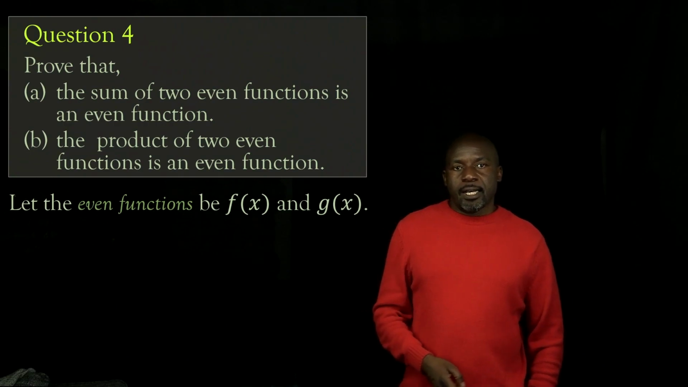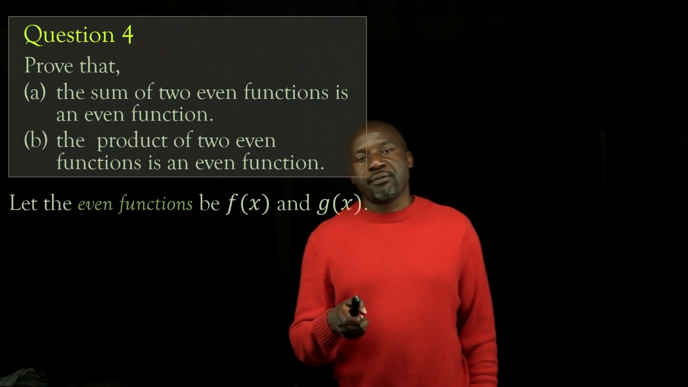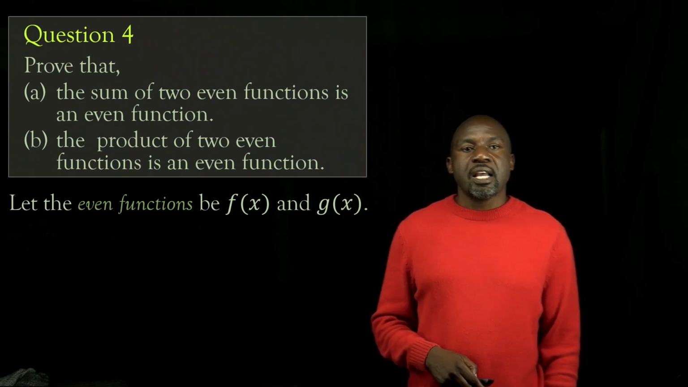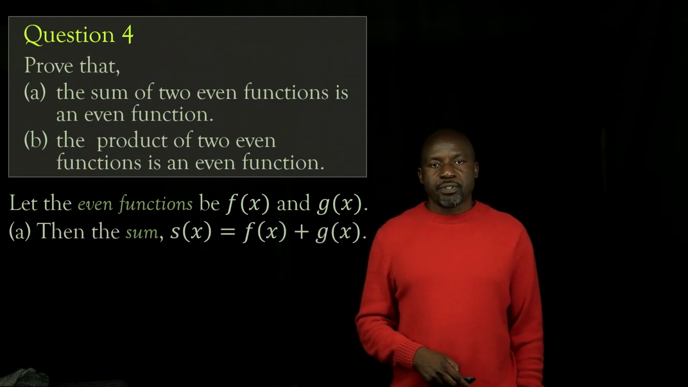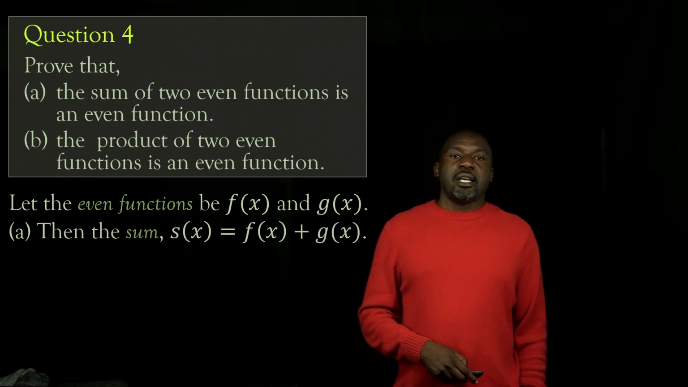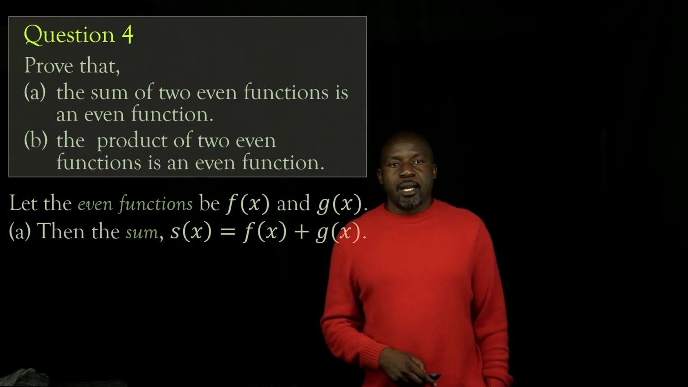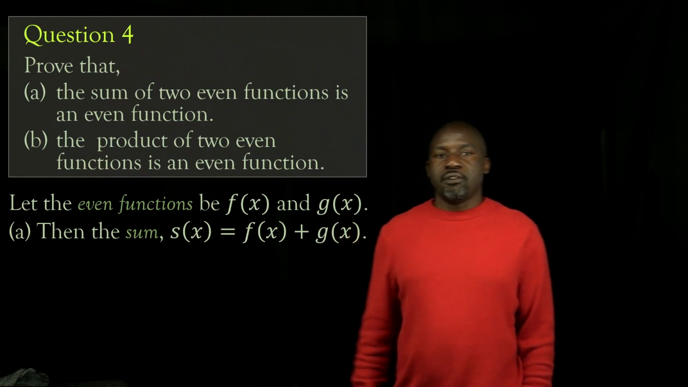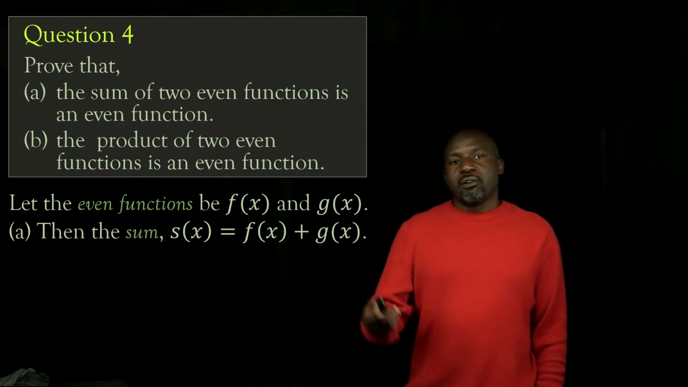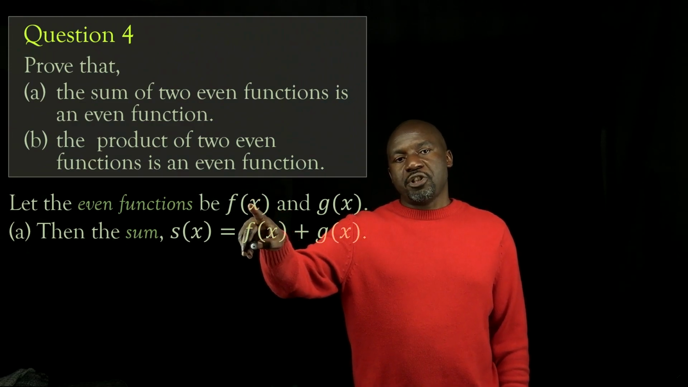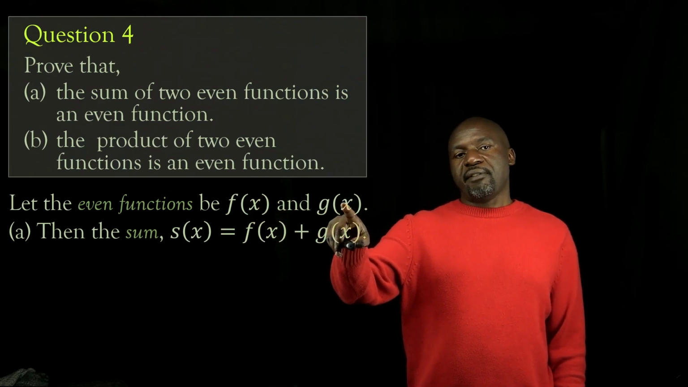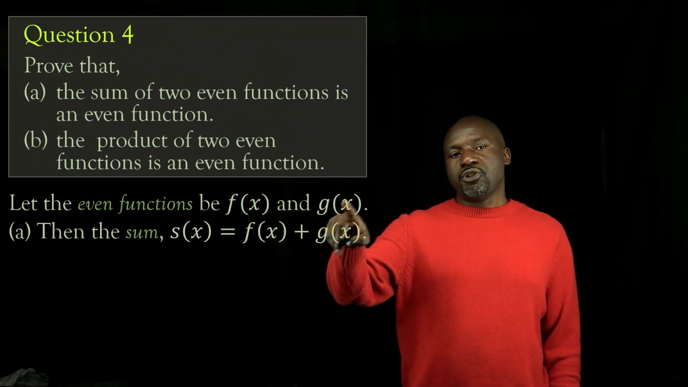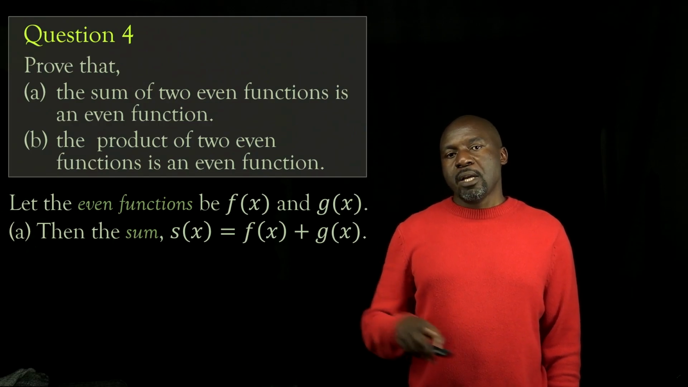First of all, let those two even functions be f of x and g of x, and that means that their sum, represented by s of x, s for sum, will be f of x plus g of x. Now, of course, because they are even functions, it means f of x must be equal to f of negative x. Similarly, this is an even function, so g of x must be equal to g of negative x.